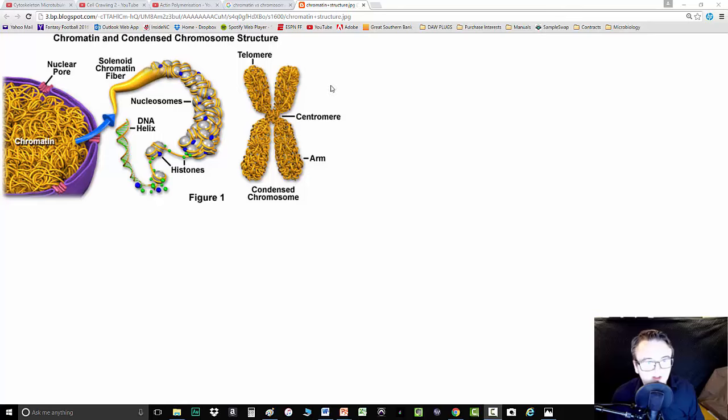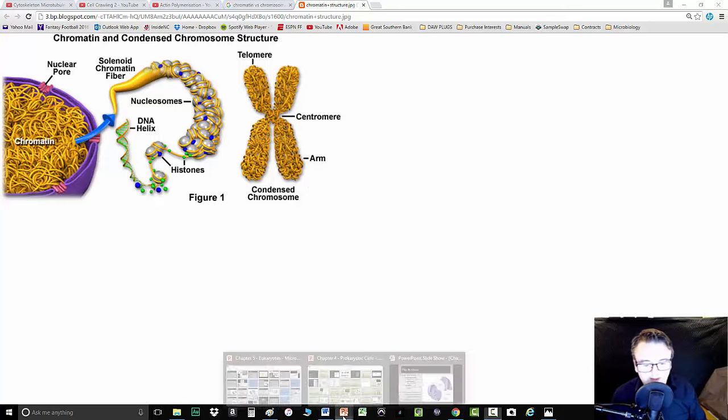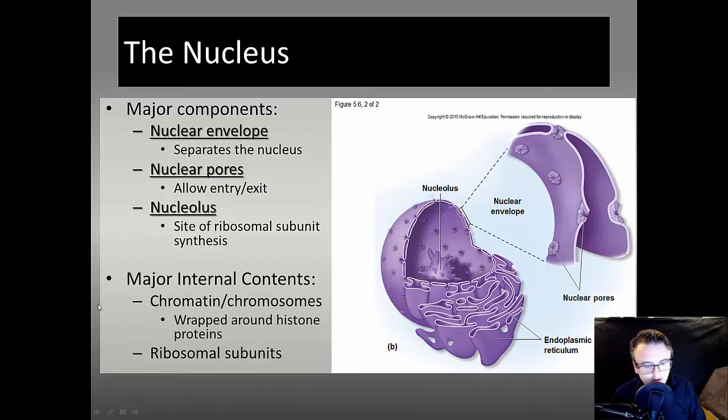So a chromosome is really a big long piece of thread-like DNA wrapped into a nice, neat, organized structure that often looks like an X here. So that's a little bit about the actual DNA itself. Chromatin is the loose form. Chromosomes are the condensed, wrapped form that would occur prior to cell division.